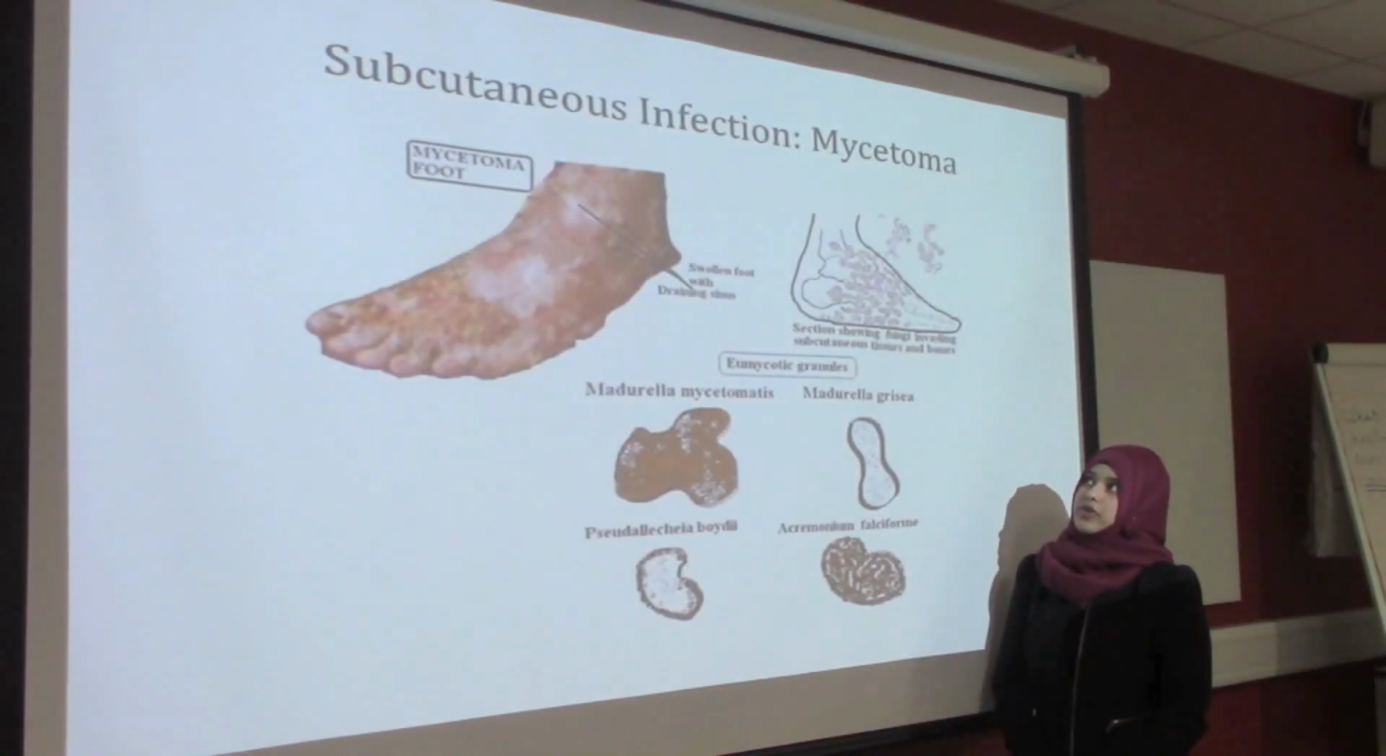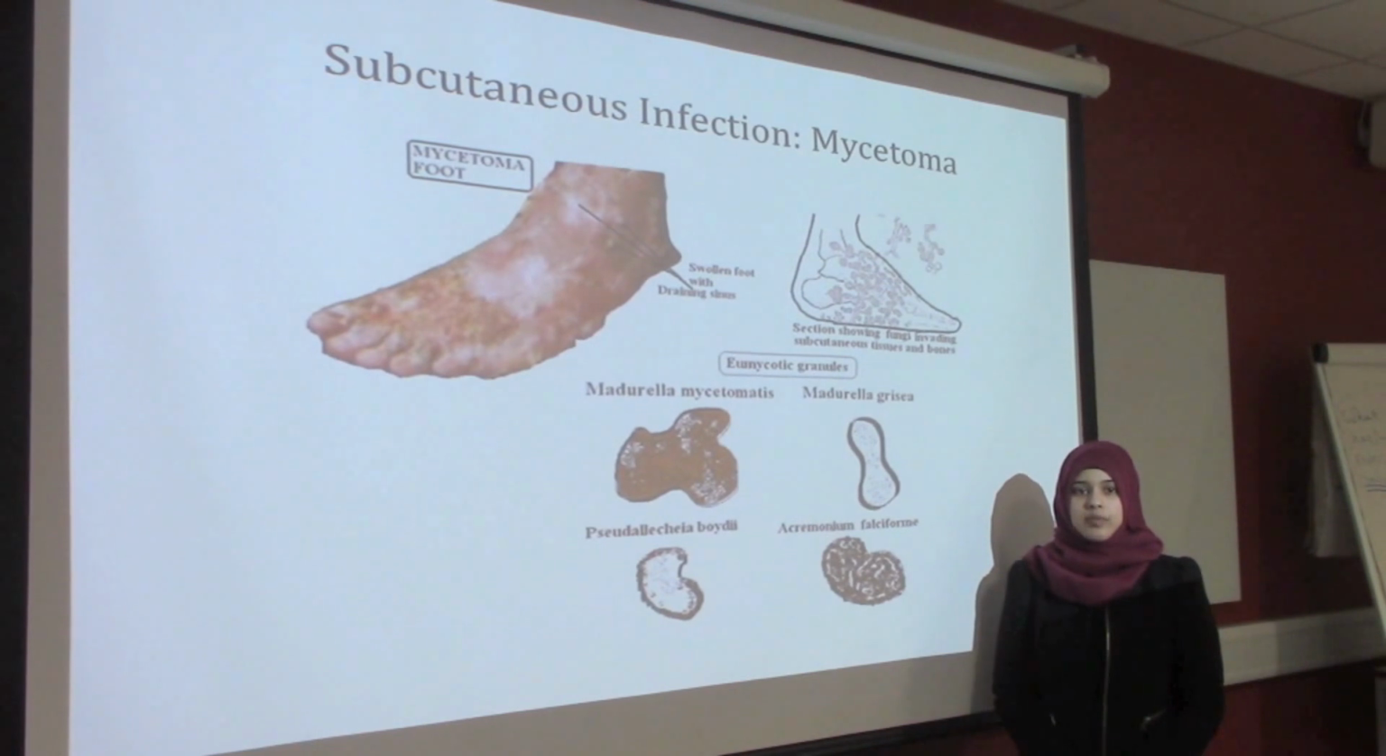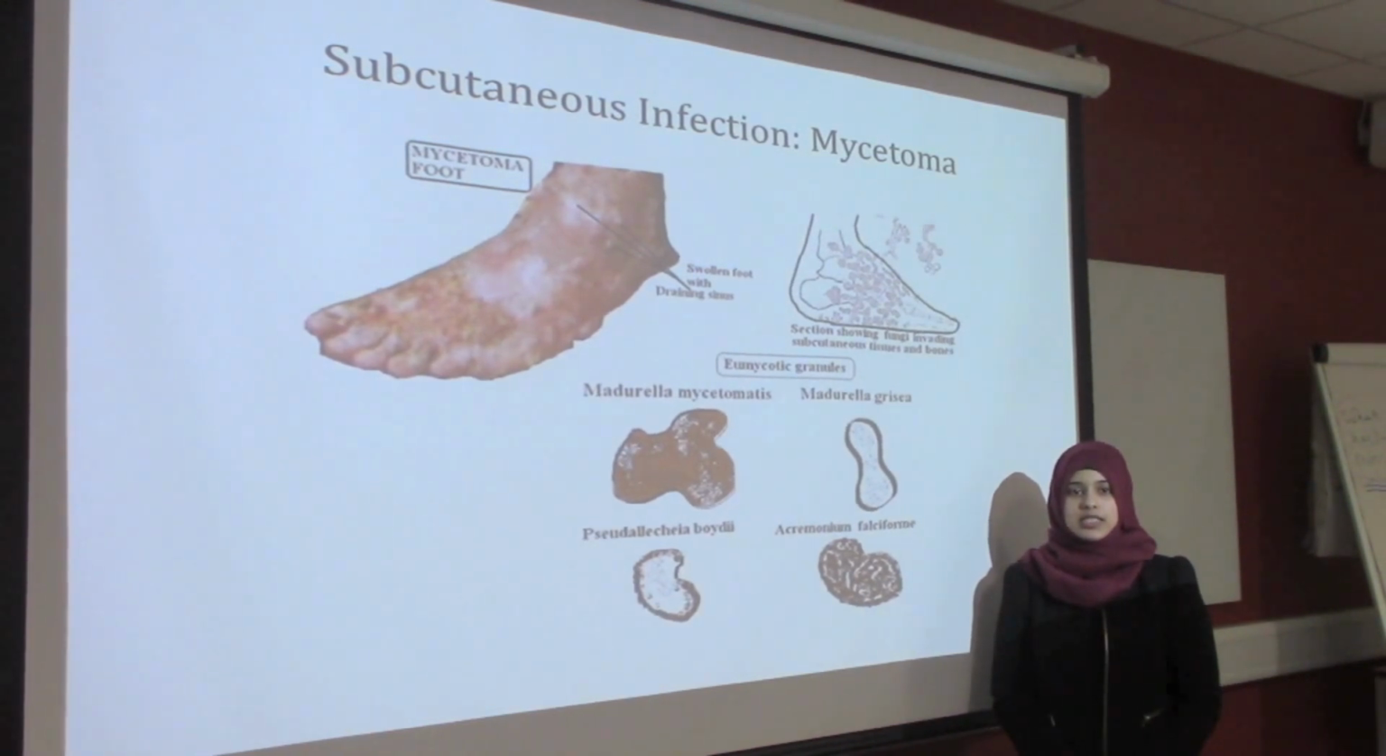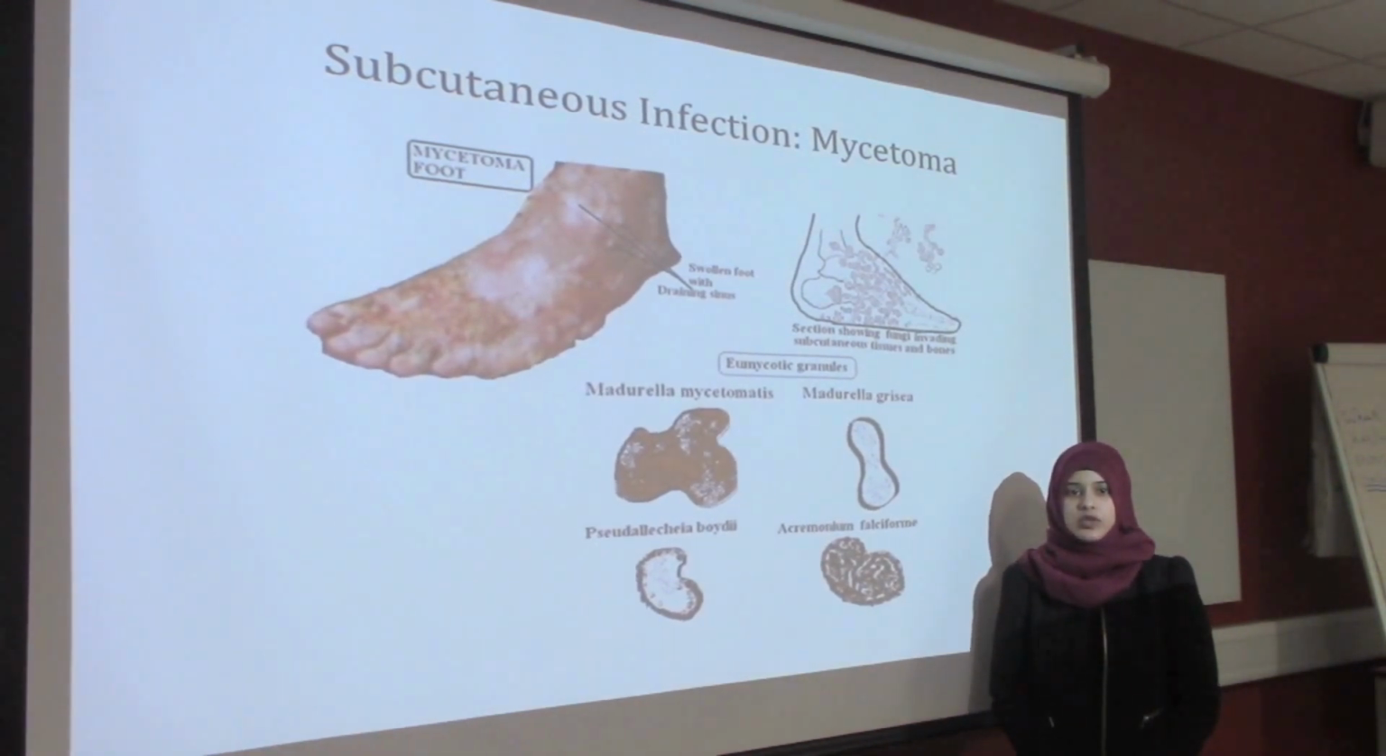This is an example of subcutaneous infection. Mycetoma is a chronic subcutaneous infection caused by actinomycetes or fungi. This infection results in a granulomatous inflammatory response in the deep dermis and subcutaneous tissue which can extend to the underlying bone. Mycetoma is characterized by the formation of grains containing aggregates of the causative organisms that may be discharged onto the skin surface through multiple sinuses.